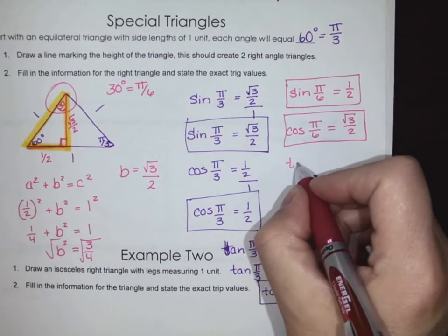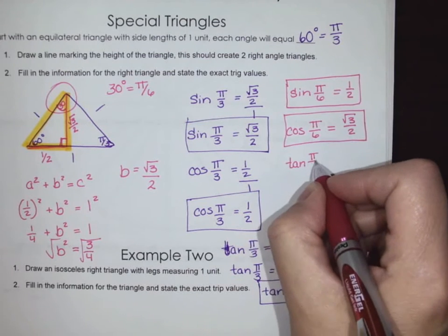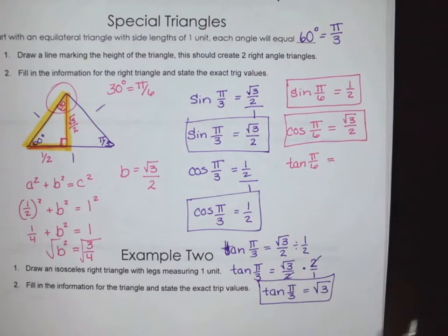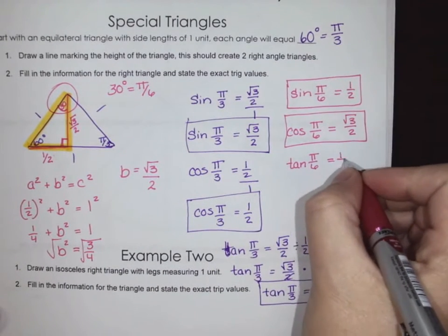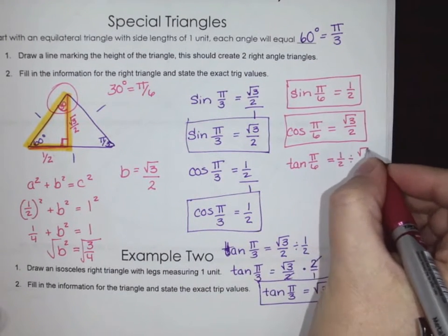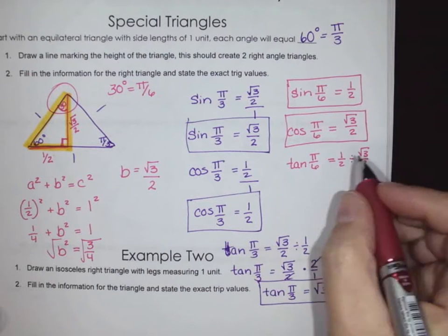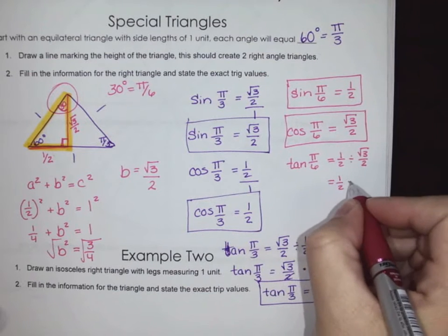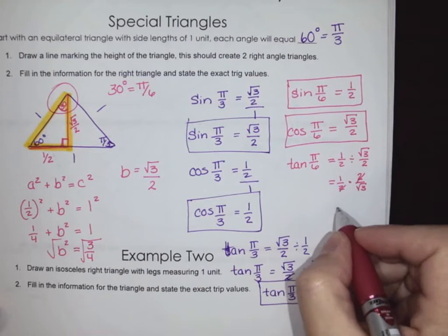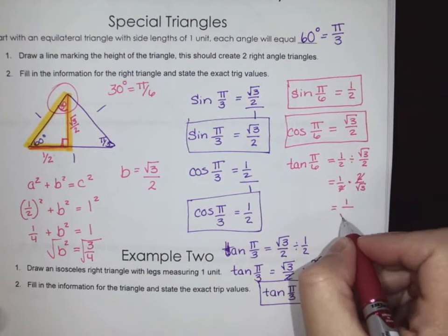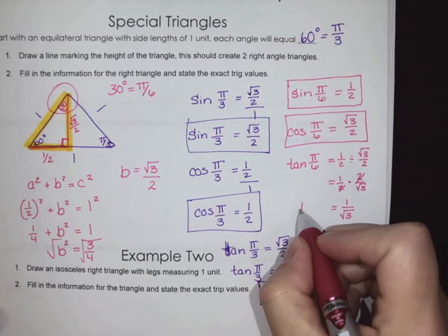Okay, now tan, I'm going to actually have to do some math here. Tan is opposite over adjacent, so 1/2 divided by root 3 over 2. So we're going to have 1/2 times 2 over root 3. Those 2's cancel each other out. It's going to be 1 over root 3.